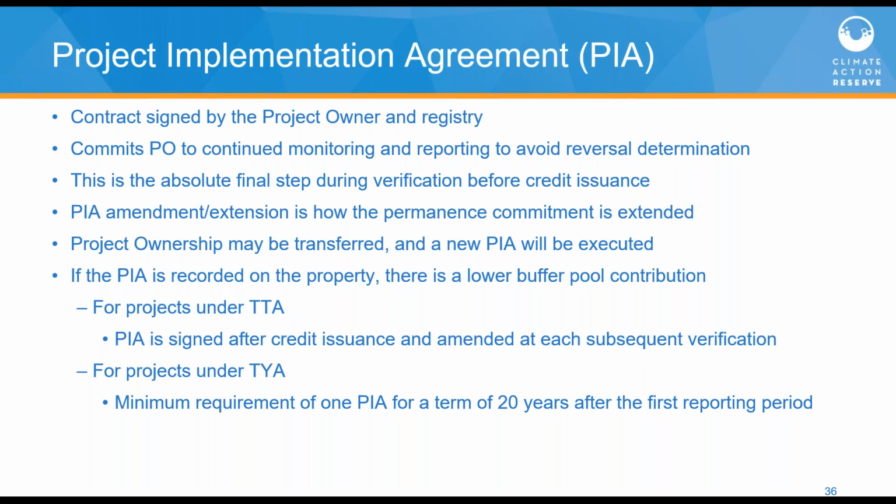The PIA is essentially the final step during verification. So it's not until we've actually reviewed your verification report, everything is good, and we're ready to approve the project for issuance, that you legally commit yourself to the Climate Action Reserve and to monitoring and maintaining the credits that we're going to issue. If you're doing ton-year accounting, this PIA gets amended and extended every time you go through verification. So it's always 100 years following the most recent credit issuance. So if you go through a full 30-year crediting period, that means your entire project lifetime would be 130 years.